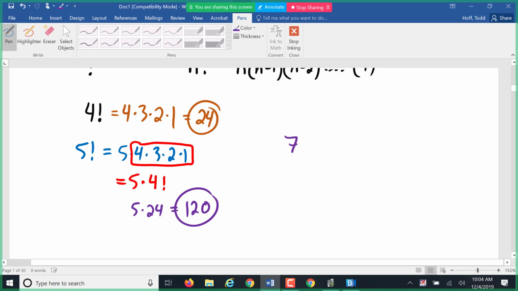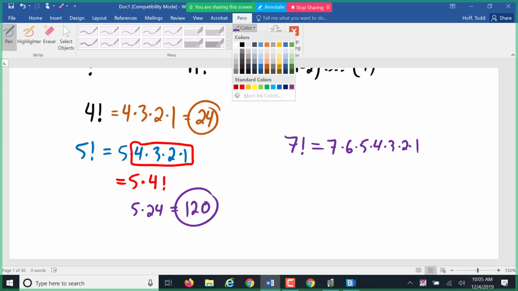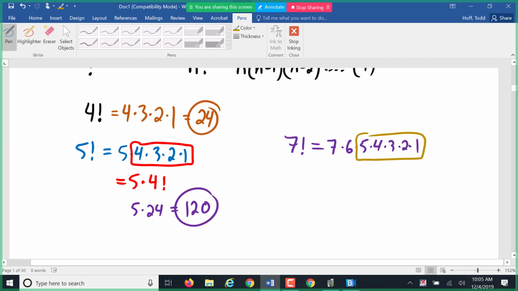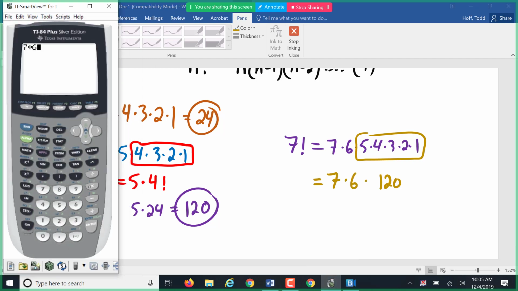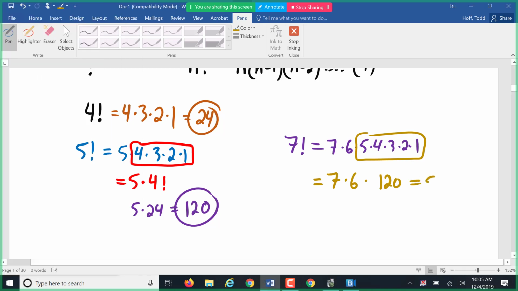So let's say I have 7 factorial. Instead of doing 7 times 6 times 5 times 4 times 3 times 2 times 1, since I already know that 5 factorial is 120, I can replace that. And I can just do 7 factorial as 7 times 6 times 120, giving us 5,040 as 7 factorial.